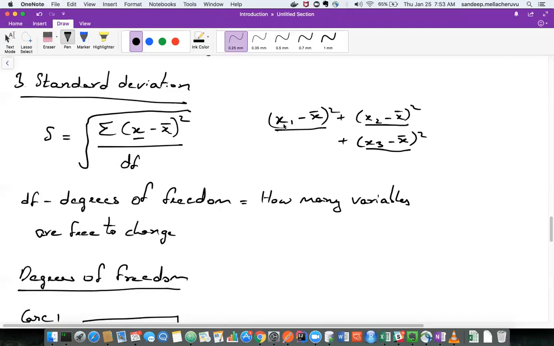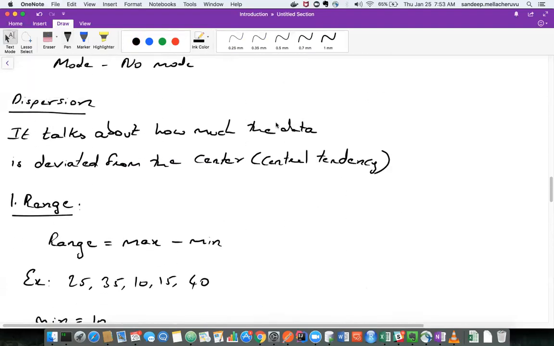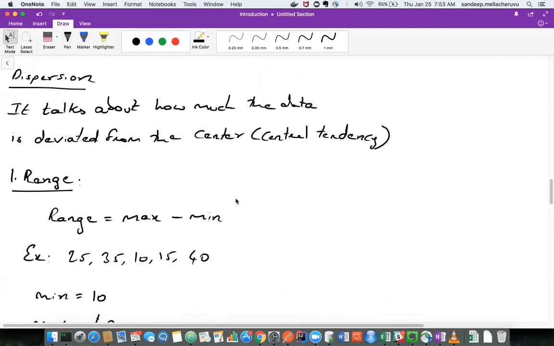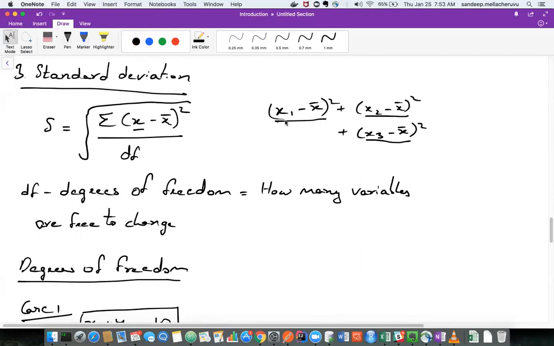Now, I'm just talking about the numerator right now. I'll talk about the denominator later. In the numerator, what I'm doing is the exact definition I gave for the dispersion: how much the data is deviated from the center. Every data point I'm taking, I am trying to find out how much it is deviated from X bar, which is my center. For X2, I am again finding how much it is deviated from the center. Every point, I'm taking this deviation.